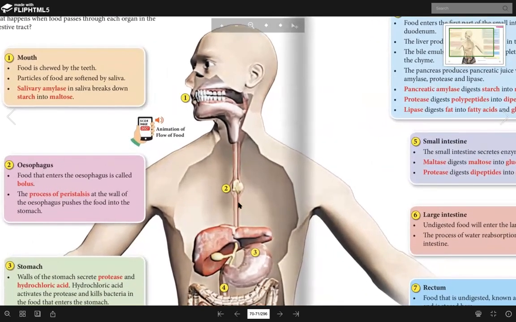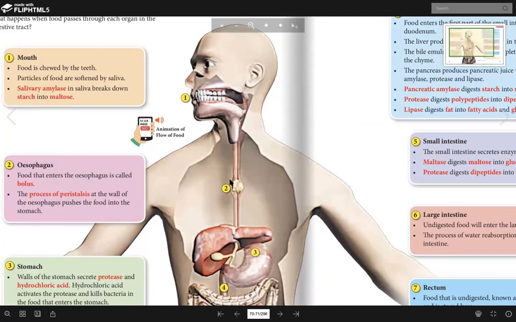Ini esophagus ni. Bear in mind, in the esophagus, there is no digestion happening, neither physical nor chemical. But what will happen is peristalsis. Peristalsis tu apa? Peristalsis happens when the muscle in the esophagus will contract and relax. Muscle ni dia ada dua saja fungsi dia. Sama ada dia nak contract ataupun dia nak relax.